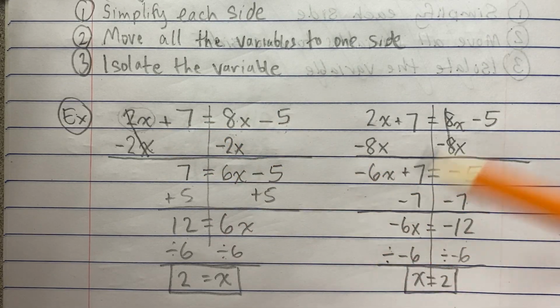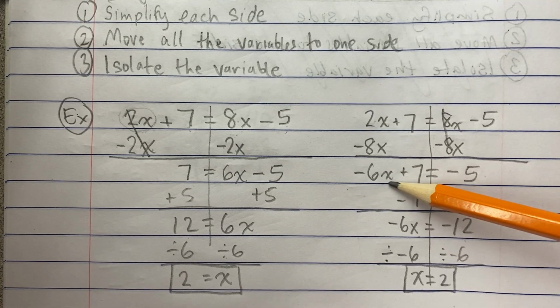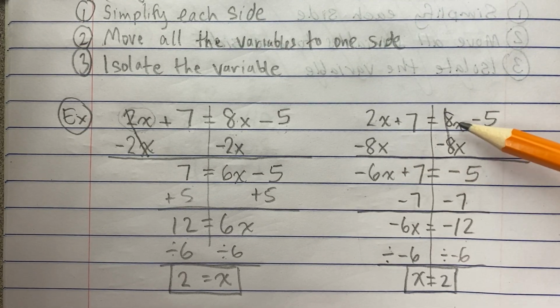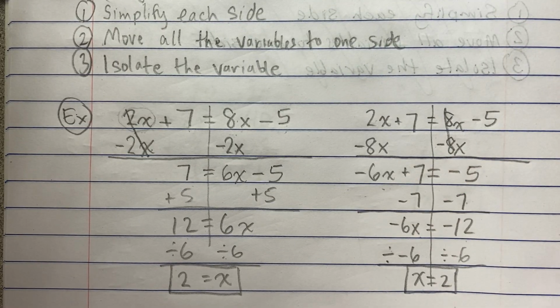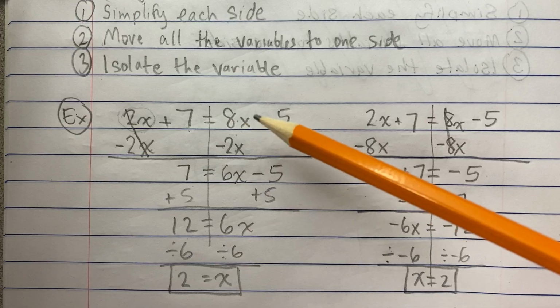Some people really like to have the variable on the left, right? Like here I ended up with the x on the left side. So you could just make a choice, like I'm just always going to cancel the right side and always end up with the variables on the left.